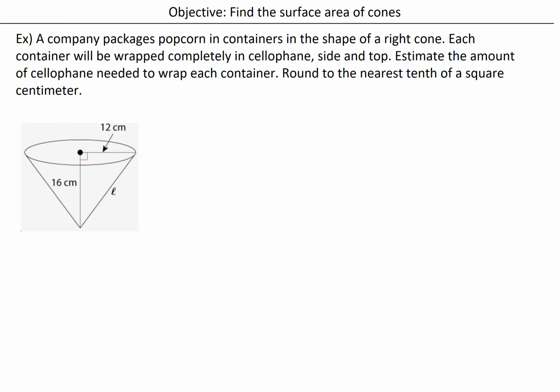Each container will be wrapped completely in cellophane, side and top, in case we were uncertain. It gave us some clarity there. Estimate the amount of cellophane needed to wrap each container, rounding to the nearest tenth of a square centimeter. So we want side and top, so that's total surface area. We want to the nearest tenth of a square centimeter, so we want to make sure all of our measurements are in centimeters, which they are. We have centimeters here and here. And then we can go ahead and start looking at the calculation for that total surface area.